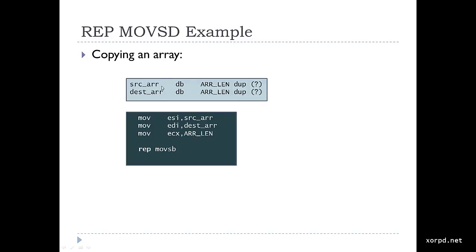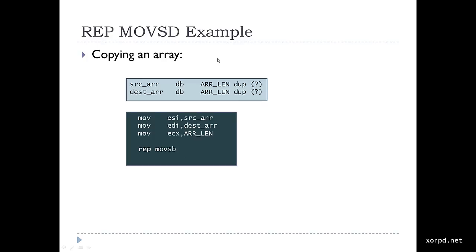Let's assume that source array contains something meaningful, and basically we don't care what is inside dest array because we are going to copy things into it. This is how it's going to work. We first load source array into ESI, then dest array into EDI, and the number rlen into ECX. This number indicates the size of the array, or maybe the amount of repetitions that we are going to do. Finally, we use the rep movsb combination, which is going to repeat the movsb instruction many times.